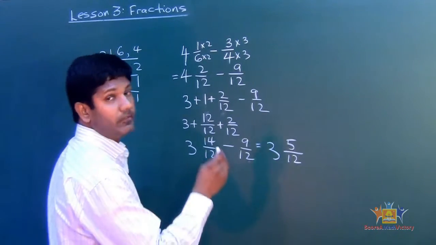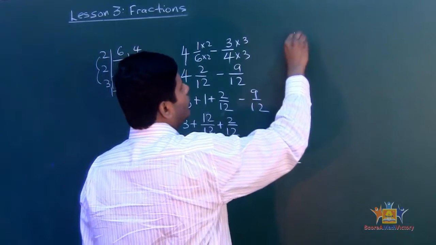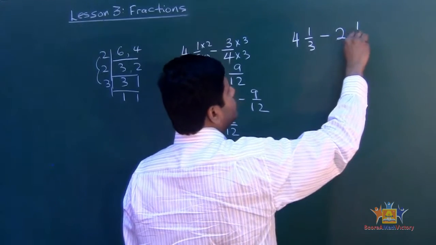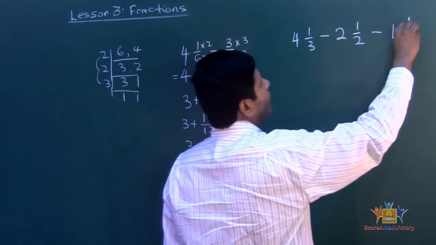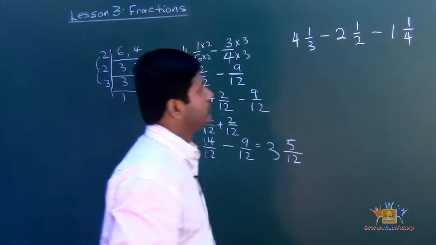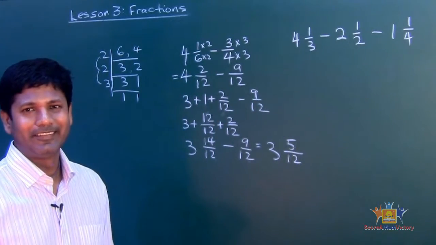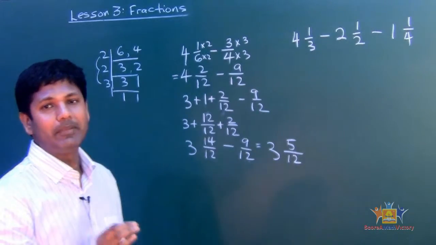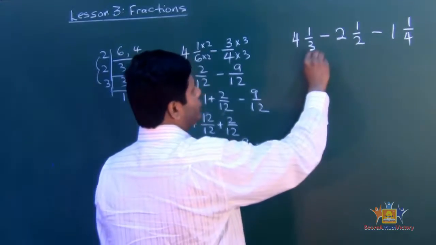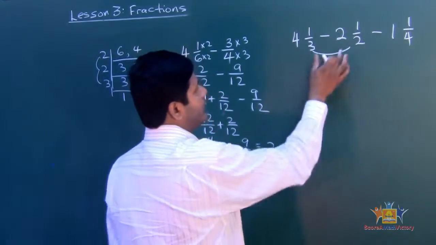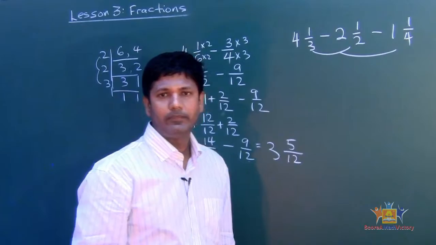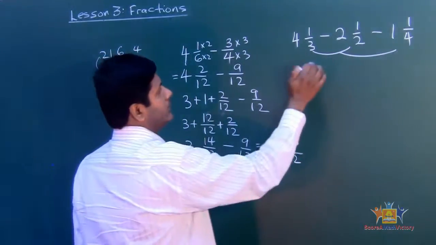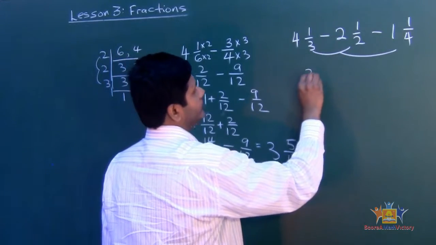Okay, now let's say for example, if I give you a challenging problem like this: 4 and 1 over 3 minus 2 and 1 over 2 minus 1 and 1 over 4. It's actually very easy. You use the combination method. What does that mean? You solve this first, and after you solve that, then you solve that. Alright? So let's take these two first, combine. We subtract them, alright? So 4 minus 2 is 2.